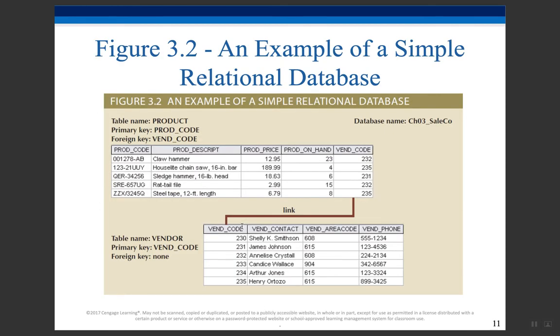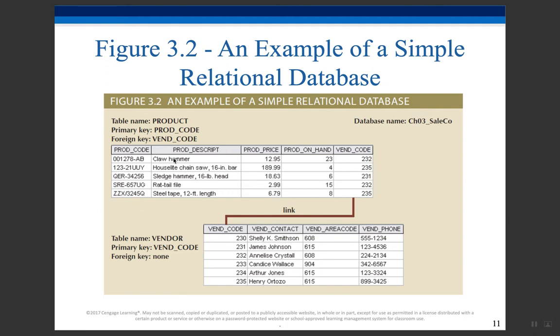All right, so this is just a simple relational database. Two tables, linking. This is the vendor product. This is the vendor code. These are all the products. And then this is the vendor, and it matches on the vendor code.